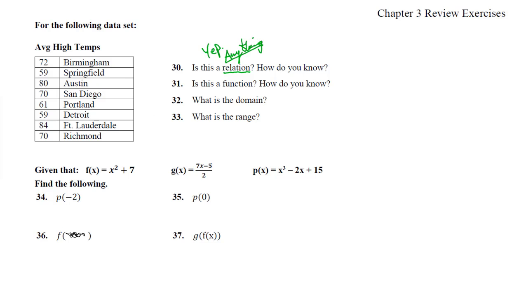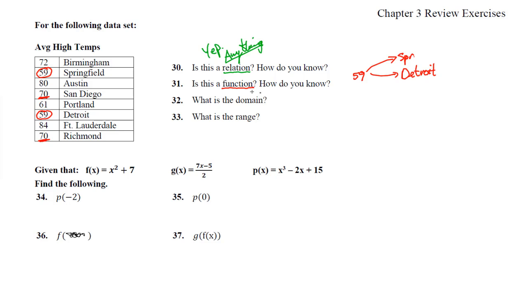Now, the next question, is this a function? That's a good question. A function is something where each element of the domain is mapped to only one element in the range. So in this case, let's look to see if there are any duplicates here. Uh-oh, there's one right there. I see a 59 and a 59. There's another one, 70 and a 70. So if this were a function, this 59 were mapped to Springfield and to Detroit, which violates the rules of being a function.